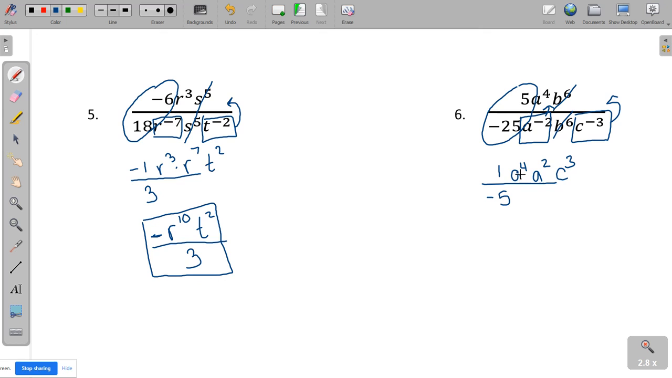So now let's simplify. We have a to the 4th and a squared. That gets a to the 6th. Bring down everything else as is. And there you go.